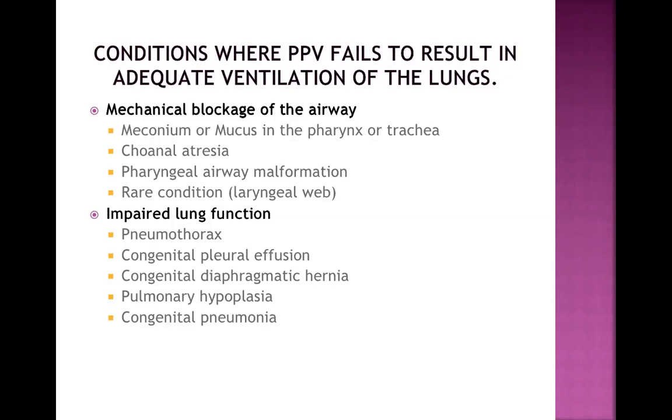Pulmonary hypoplasia means lungs are not properly developed. They are smaller in size. And congenital pneumonia can happen, especially if the mother is having premature rupture of membrane or chorioamnionitis. So the baby can be born with congenital pneumonia. This is a consolidation formation inside the alveoli of the lung, and ventilation will not be proper.